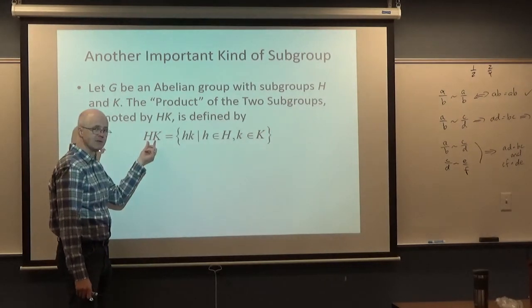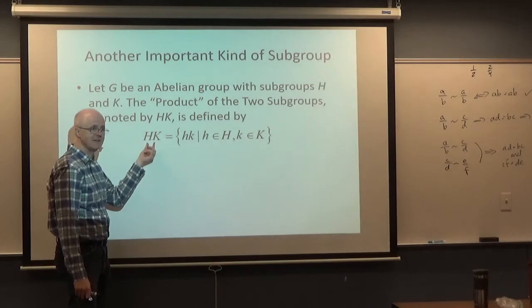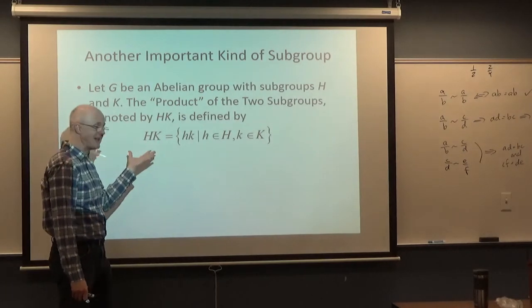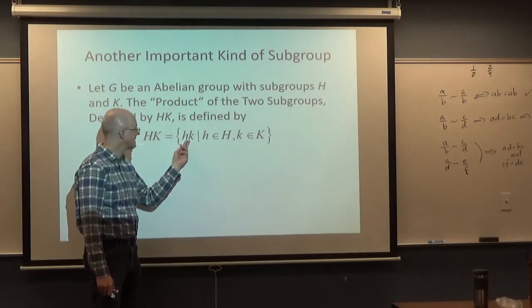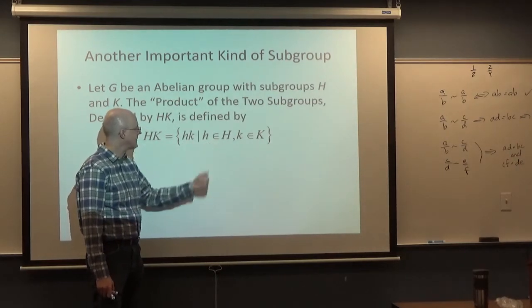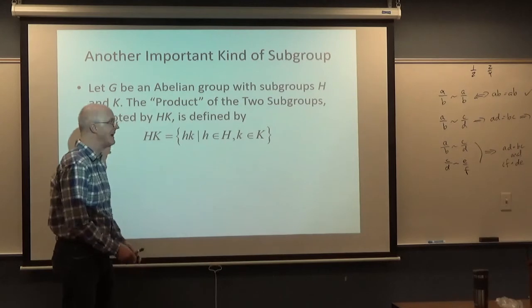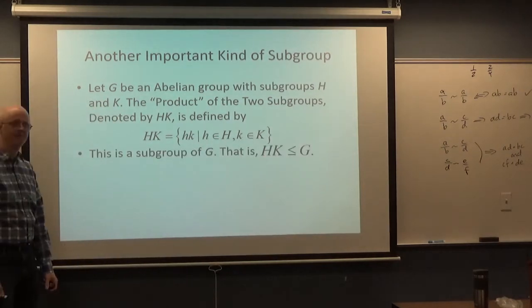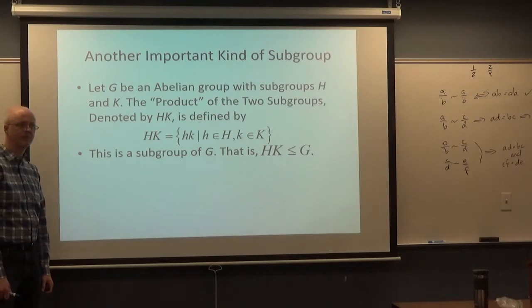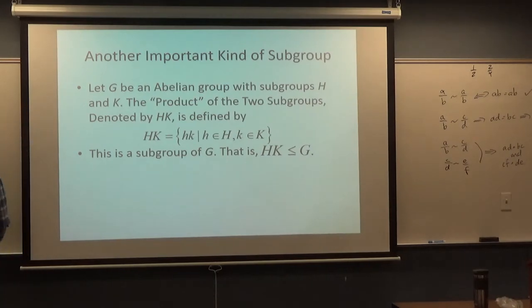This symbol, it's called the product of H and K, is a set. Initially, it's the set of all products of elements, little h times little k, where little h is in capital H and little k is in capital K. I claim this is a subgroup of G. Is that difficult to prove? It's not too bad.